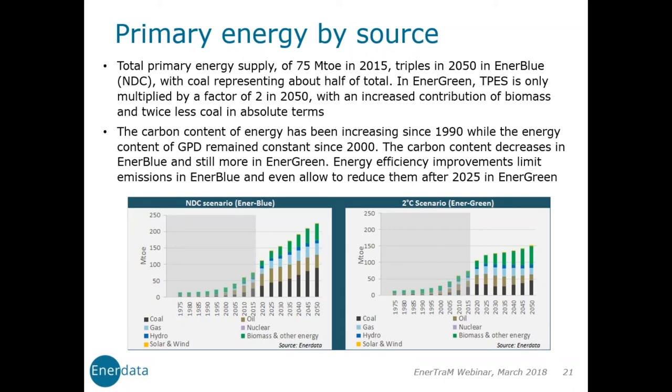The carbon content of energy has been increasing since 1990 in Vietnam, while the energy content of GDP remained constant. In EnerBlue, the carbon content decreases, and it decreases still more in EnerGreen. We have important energy efficiency improvements in EnerBlue, but still more important efficiency in the EnerGreen system, which results in this much lower total primary energy supply in EnerGreen than in EnerBlue.